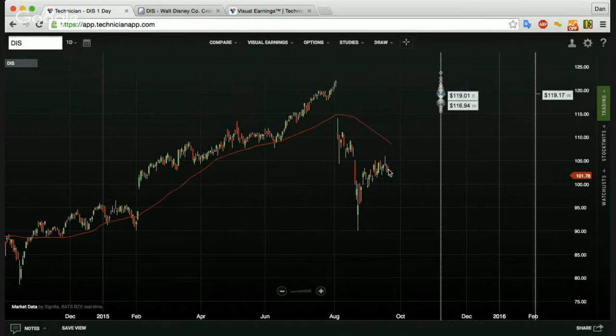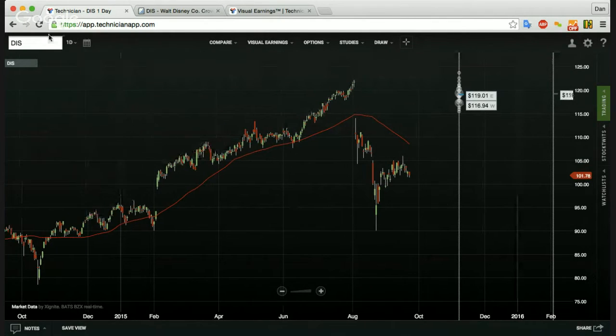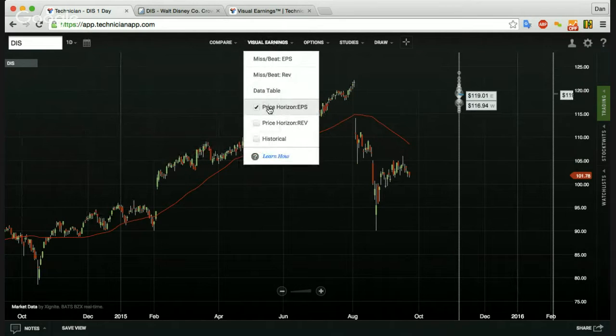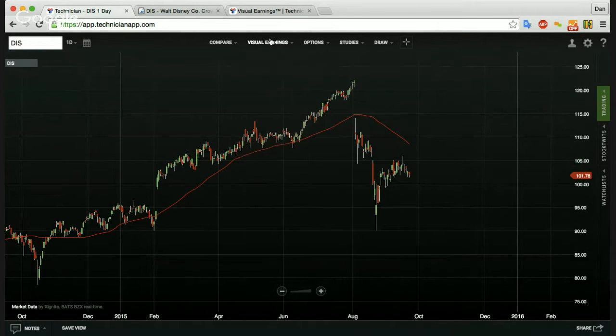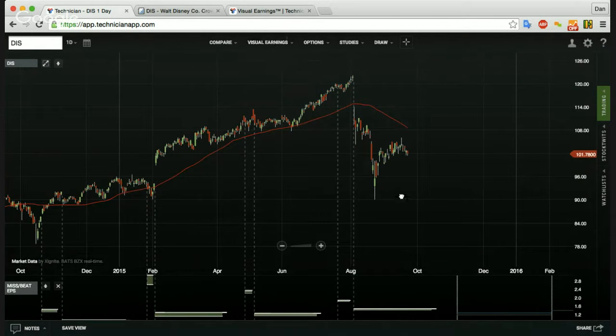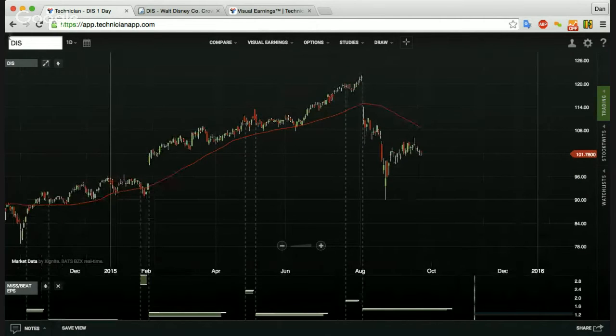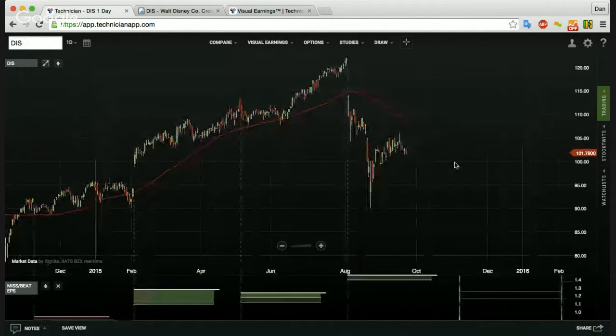Now, Lee, were there a couple of example charts that you wanted to talk through? Yeah, let's actually start with the Disney stuff. If we could pull up the EPS beat miss, that would be great. And actually, if you want to leave the price horizon stuff on there as well, because I think this is a great example too.